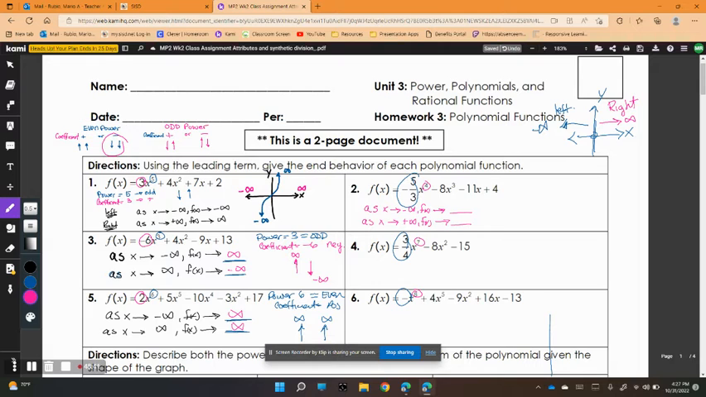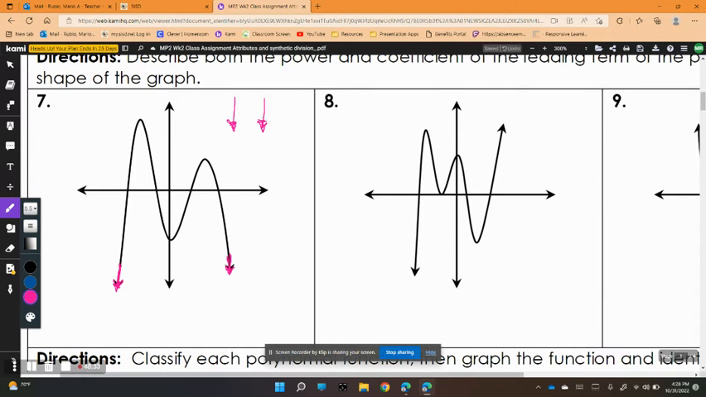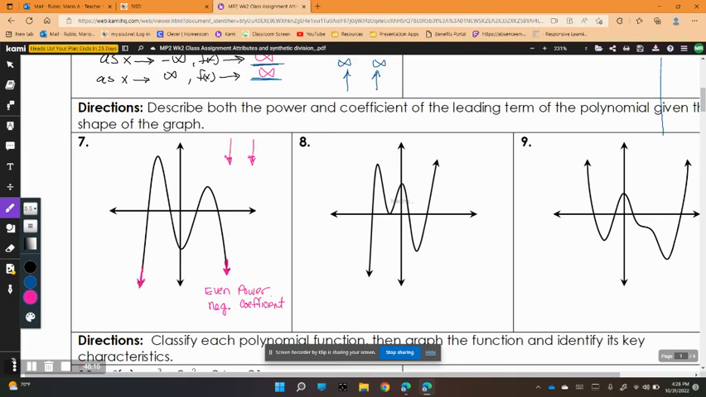Okay? So let's go back down here. So in order to have that case, what do I need? Even power, negative coefficient. Okay. Describe both the power and coefficient. So we don't know what it is. We don't know if it's going to be a 2 or 4 or 6 or 8. But we know that we're going to have at least an even power and a negative coefficient.